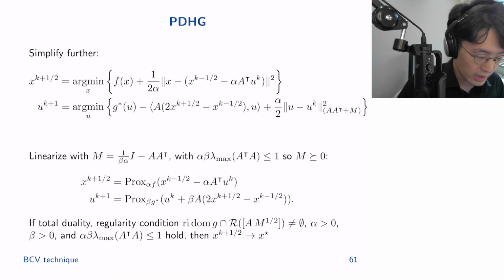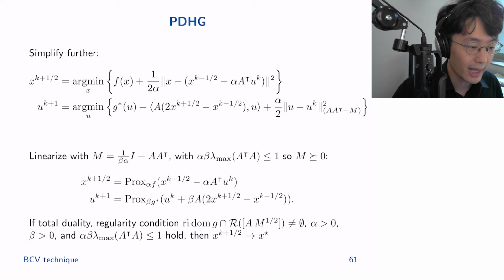So let's conclude. If strong duality holds, and this regularity condition, which we assumed along the way, holds, and if alpha is positive, beta is positive, and the step size alpha beta satisfies this condition so that the matrix M is positive semi-definite, then the xk plus 1/2 iterate converges to x star. We provided an alternate derivation of PDHG as an instance of DRS. As before, at this point, the bulk of the convergence analysis has been completed, and now all that remains is careful bookkeeping. In this case, let's briefly go through the bookkeeping that allows us to establish the convergence results.